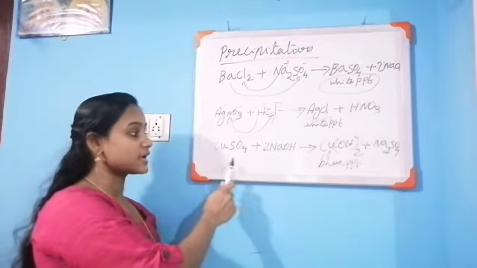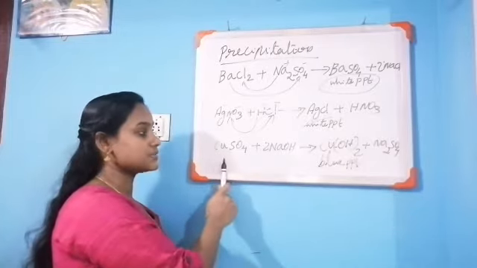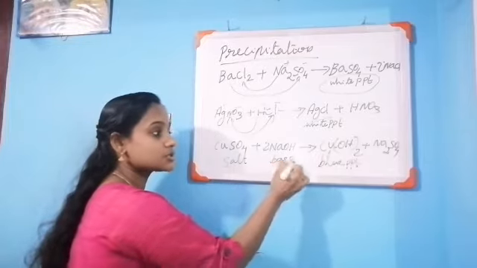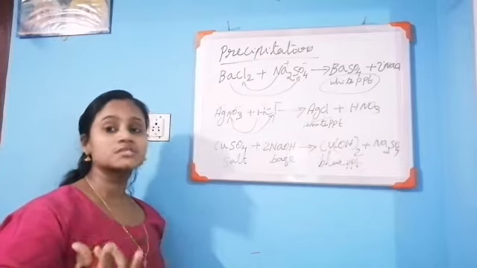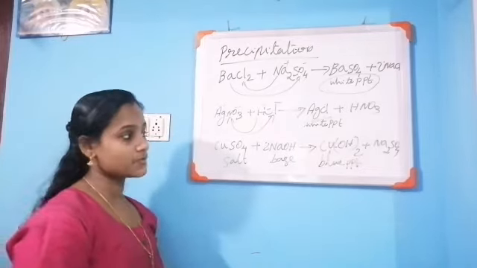Copper sulfate is a salt. It is mixed with base to form a blue precipitate. A blue insoluble solid is formed. That is the blue precipitate.